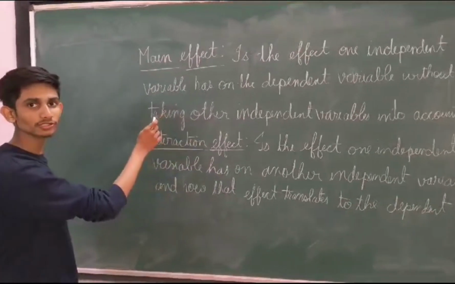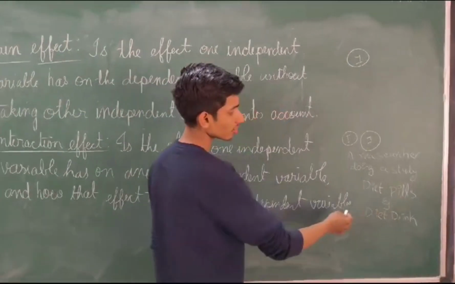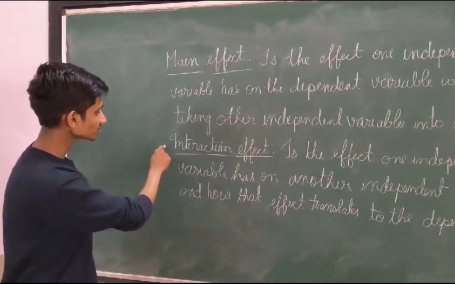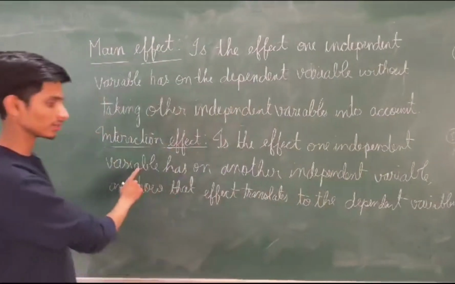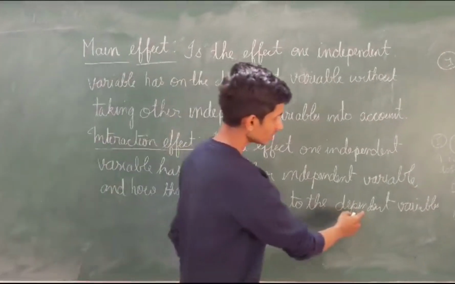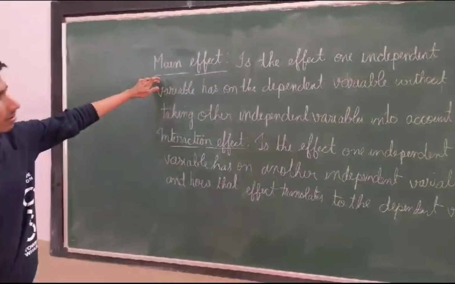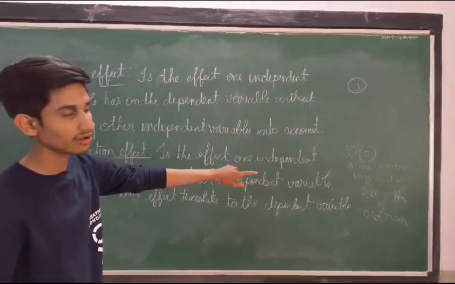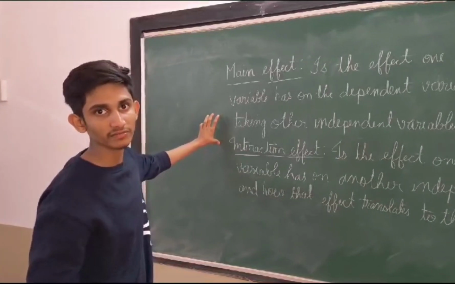Interaction effect is totally opposite of main effect. Let us consider, for example, a researcher doing a study on diet pills and the degree of weight loss. Let us first discuss the definition. Interaction effect is the effect that one independent variable has on another independent variable and how that effect translates to the dependent variable. Let's continue to the example. Here, let us start with main effect. In main effect, a subject is taken and given diet pills first, and then the effect, that is weight loss, is taken.